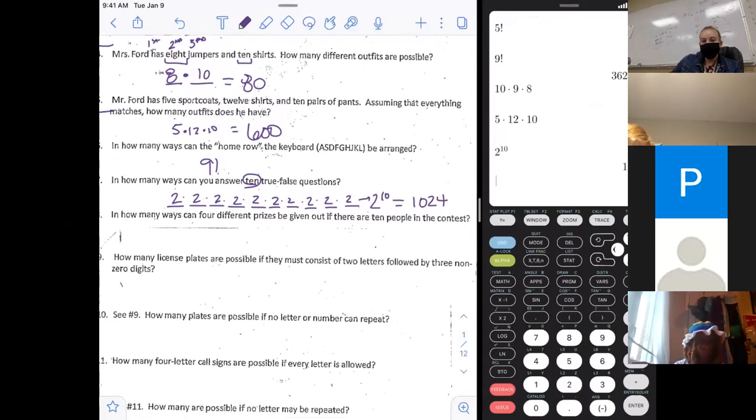What if I change this and said, how many ways could we answer 10 multiple choice problems? And let's say multiple choice was our normal A, B, C, D. How would this change my problem or my answer?